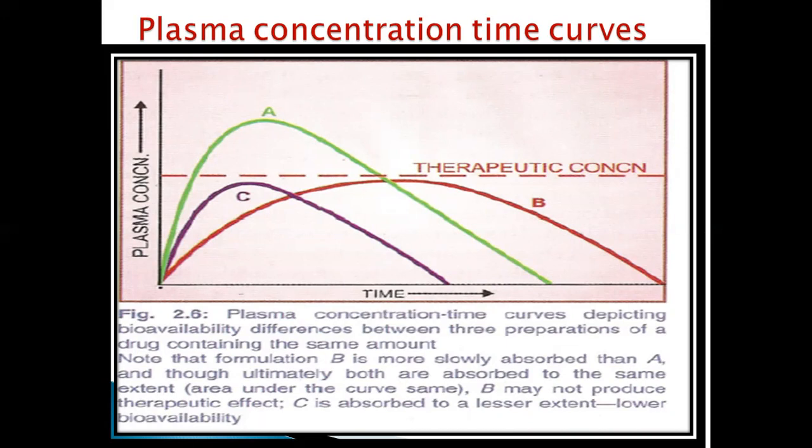The plasma drug level curves following oral administration of 3 formulations of the same basic drug. We have the minimum toxic concentration, or maximum safe concentration, and the minimum effective concentration. The area between the minimum effective concentration and the maximum safe concentration is the therapeutic range.